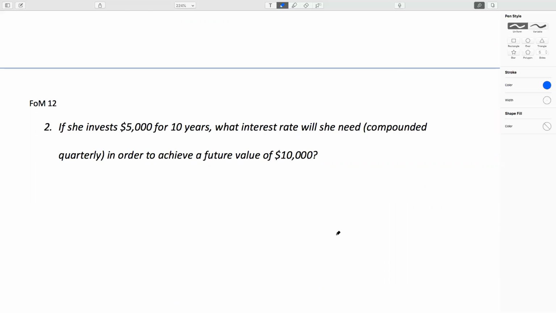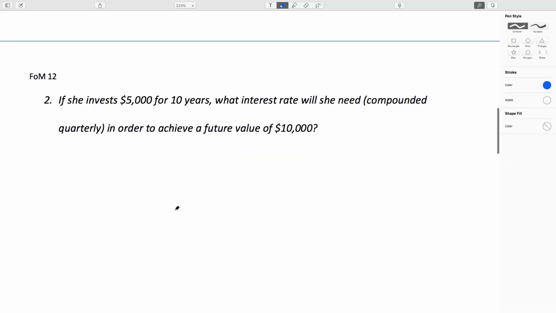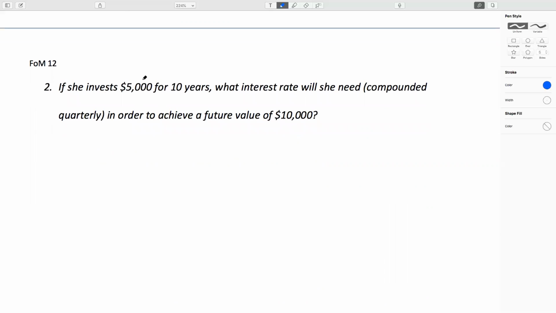All right, this one's going to be a little bit trickier, a little bit more work for us. We're going to start by writing out our variables. So she invests $5,000. A naught is $5,000. Future value of 10,000, so A is 10,000.